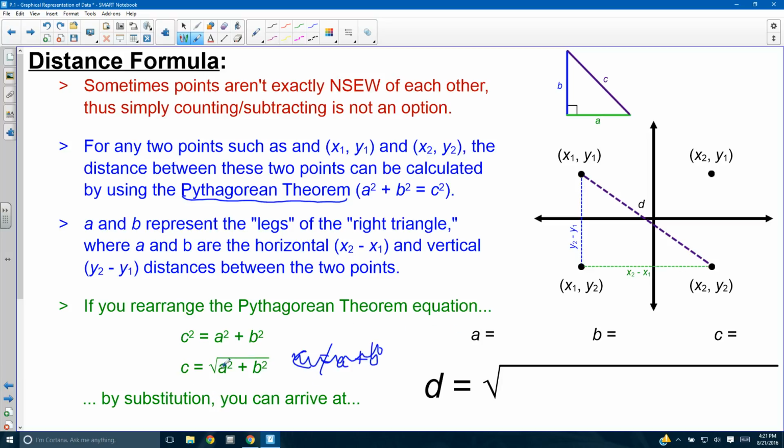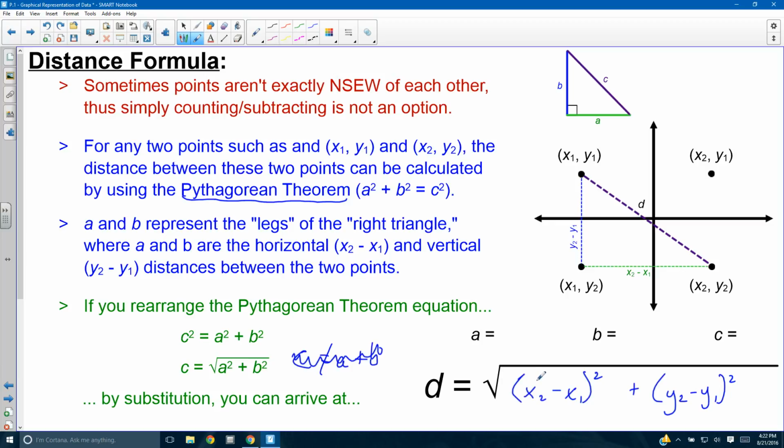Okay, let's substitute. Let's substitute x2 minus x1 for a. Let's substitute d for c. I'm going to wrap it in parentheses so I can make sure that I can square the entire quantity. And let's substitute y2 minus y1 for b. Now, why am I calling these x2 minus x1 and y2 minus y1? Because those are the differences between x2 and x1, just like we talked about on the previous page. So there you go. d equals the square root of x2 minus x1 quantity squared plus y2 minus y1 quantity squared.